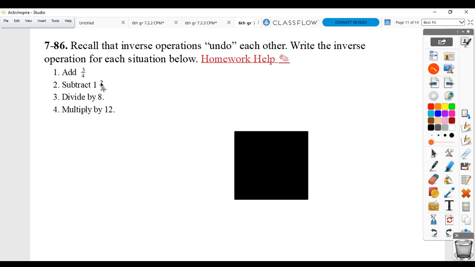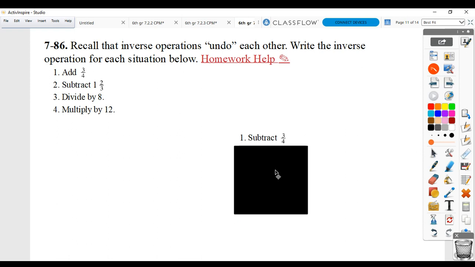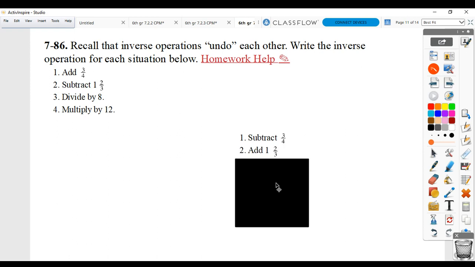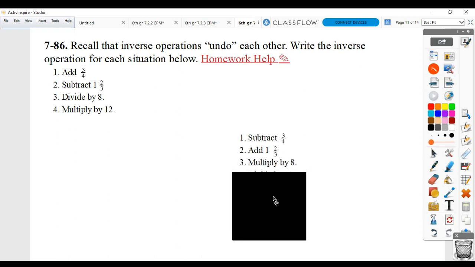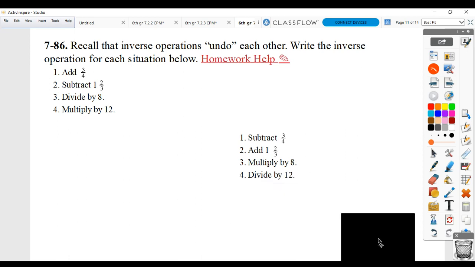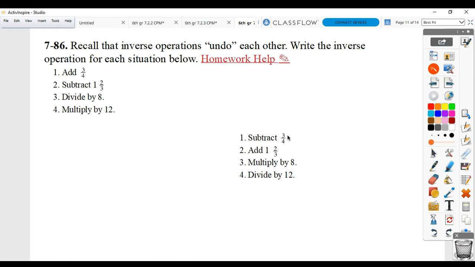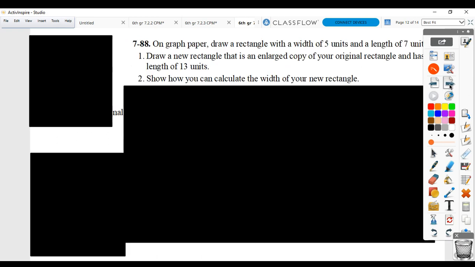So the inverse operation to adding 3/4 would be to subtract 3/4. Inverse operation to subtracting 1 2/3 is to add 1 2/3. Inverse operation to divide by 8 is to multiply by 8. And the inverse operation to multiply by 12 is to divide by 12. So these, again, would undo the previous operations.